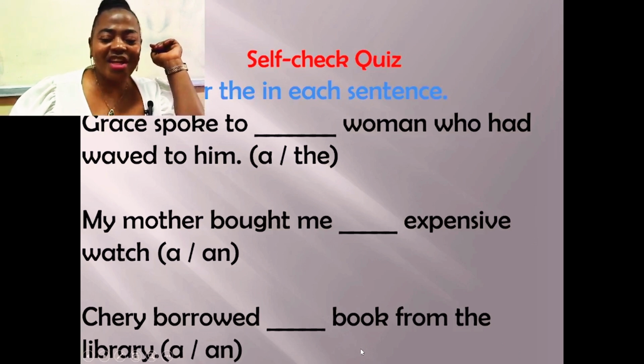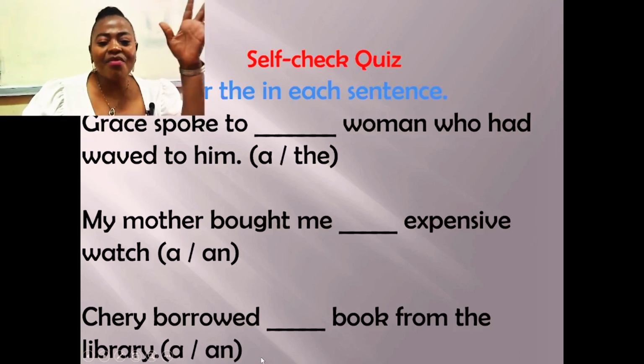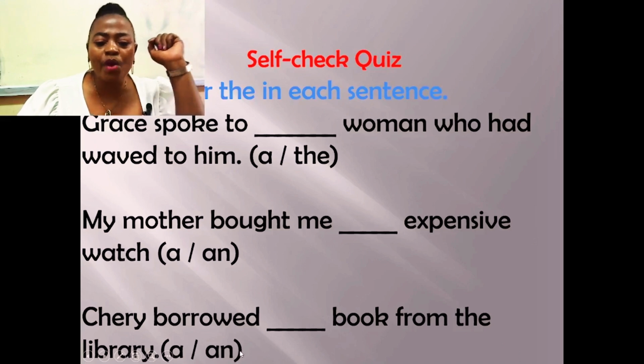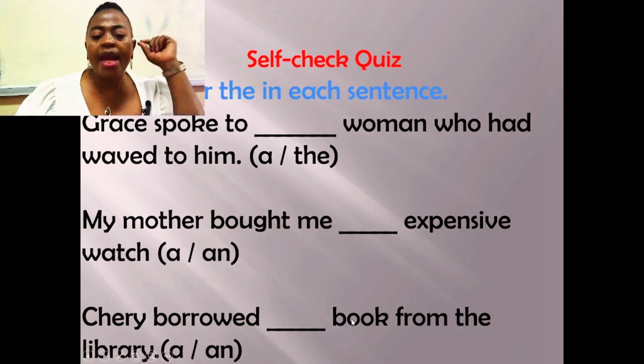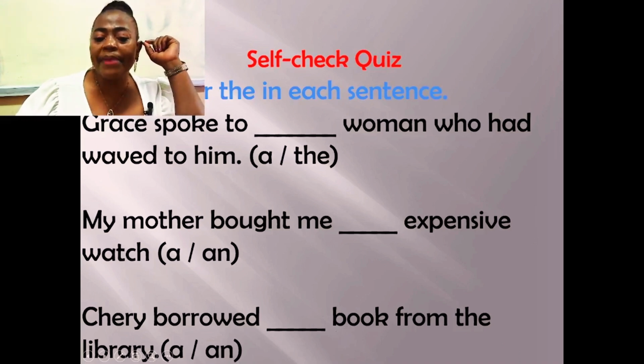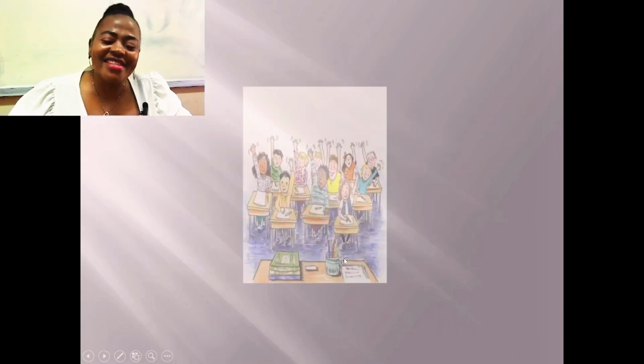Okay, I guess you got the answer correct. The correct answer is: Cherry borrowed a book from the library. Book, because book begins with the B. That is why we use A, not AN. Okay, so that is the lesson that we have today.